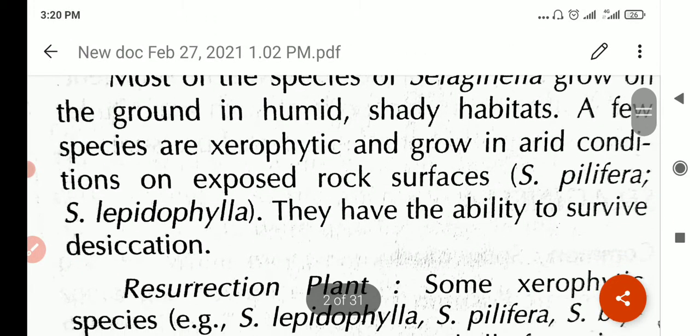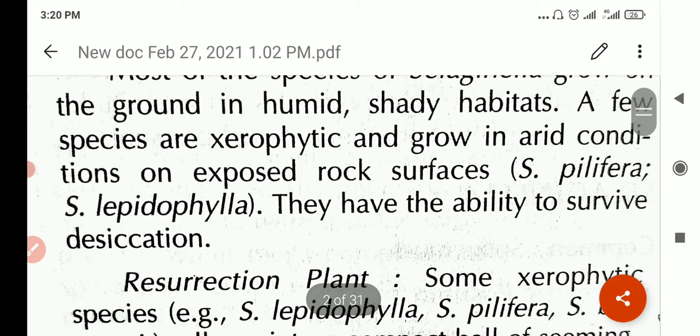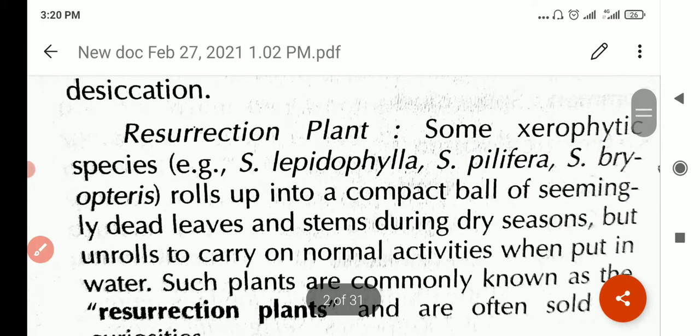All right. So some species like to live on dry surfaces, that is xerophytic. They grow on exposed rock surfaces. An example is Selaginella lepidophylla, and they can survive very dry conditions. Then there is a use of these xerophytic plants. Once they are dry, you can store them for many years. They will roll into a ball and look like just a layer of dead leaves.